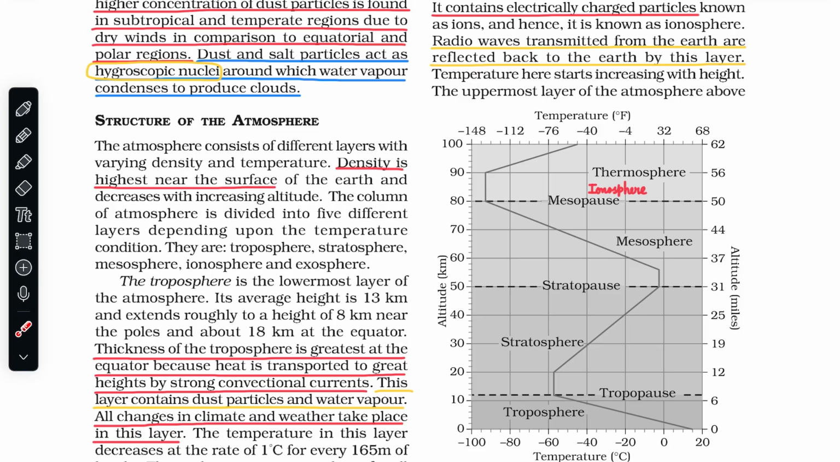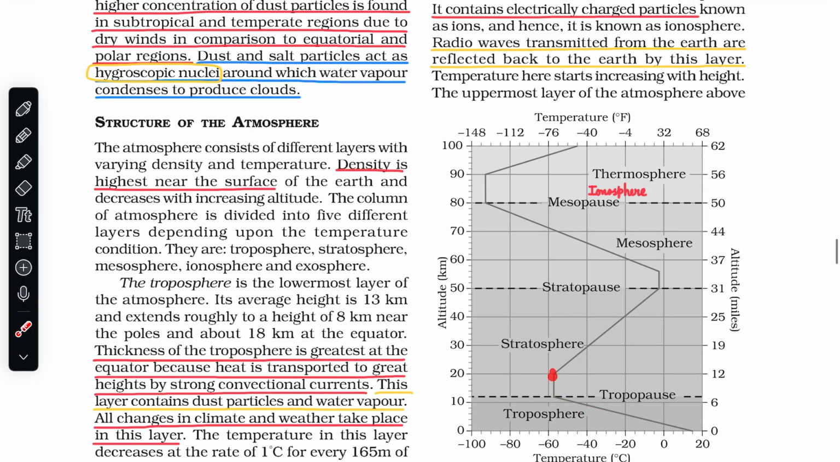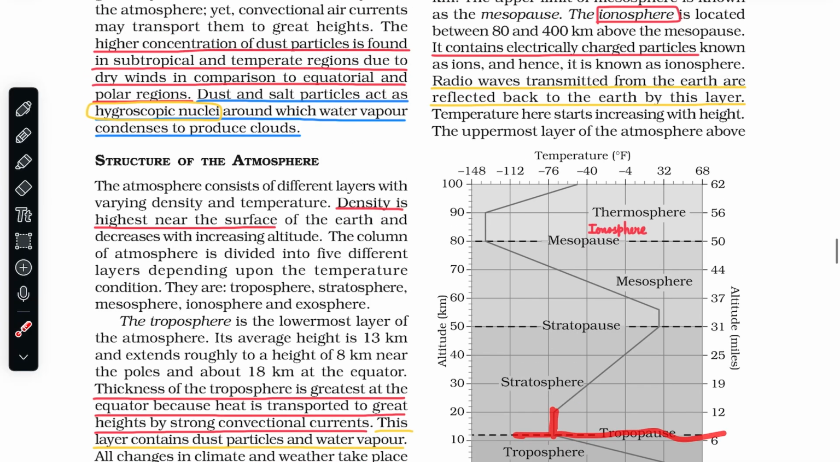8 kilometers at the poles and 18 kilometers at the equator. So all the changes in climate and weather take place in this layer. The temperature in this layer decreases at the rate of 1 degree Celsius for every 165 meters of height. This is the most important layer for all the biological activities. So here you could see that as we move altitudinally upwards, the temperature decreases in the troposphere.